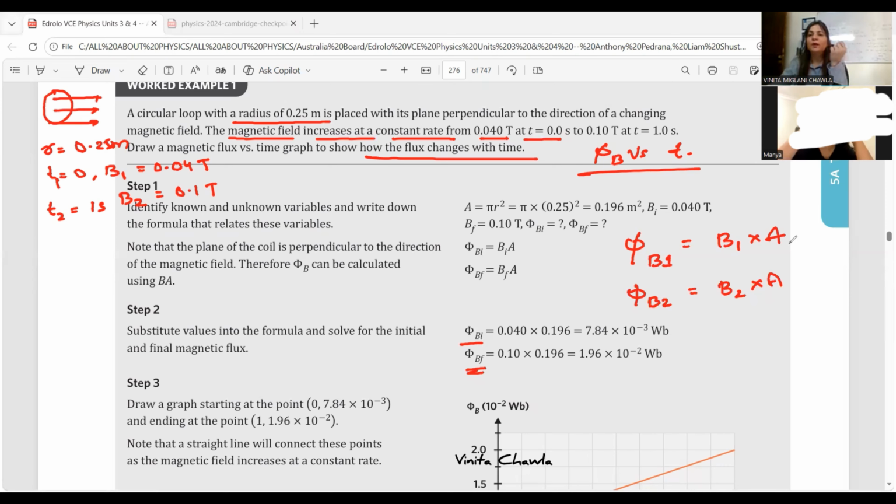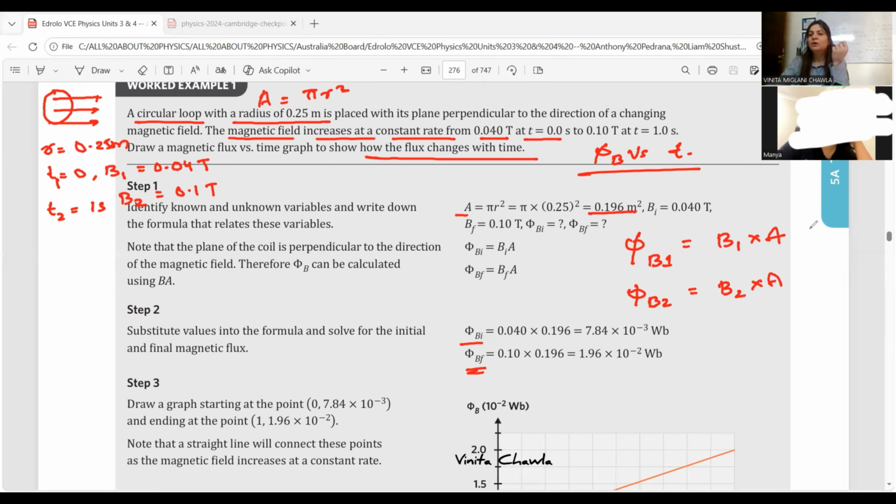So first we need to find the area here. How will we find the area? Because the radius is given, it is 0.25 meter and it is a circular loop. So what is the area of the circular loop? We can use the area of a circle formula, pi r square. Just put the values here and you'll get the area.